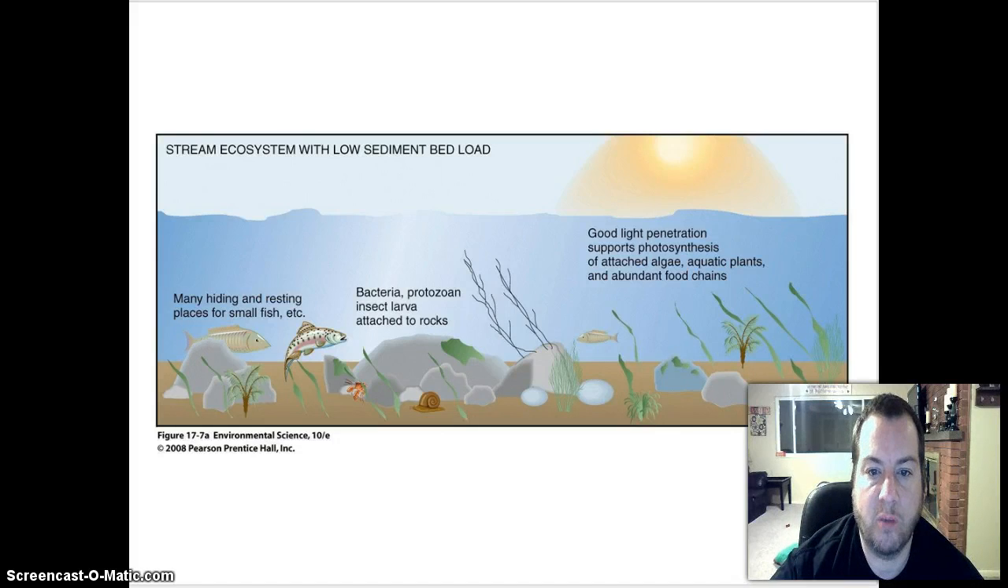So this shows a stream with low sediment bed load. That means that there aren't a lot of suspended particles, so you get good light penetration to support photosynthesis. You've got algae attached to rocks, plants attached to rocks, bacteria and insect larvae attached to rocks, protozoans attached to rocks, hiding places for fish. Very healthy stream.